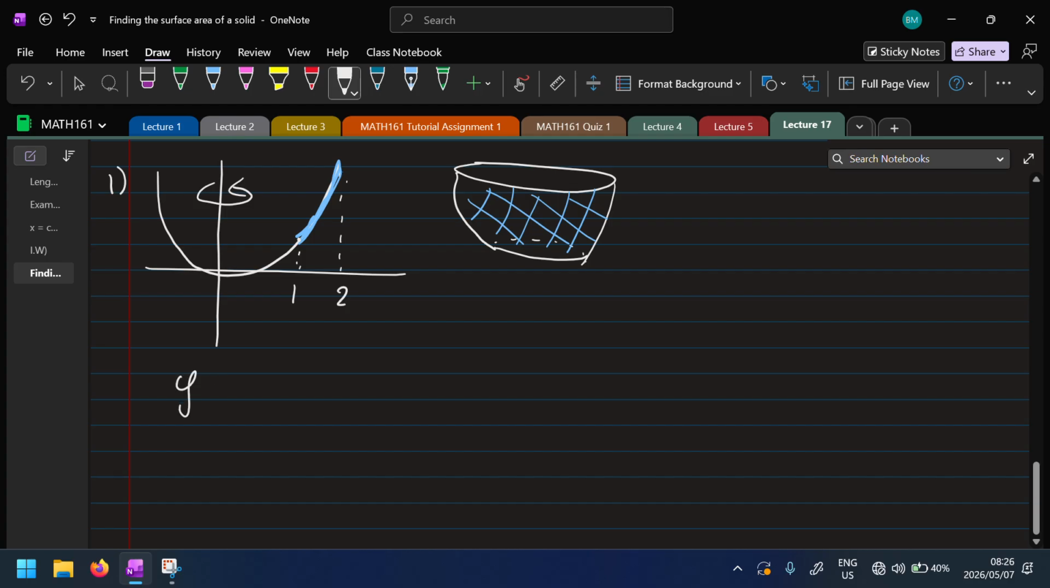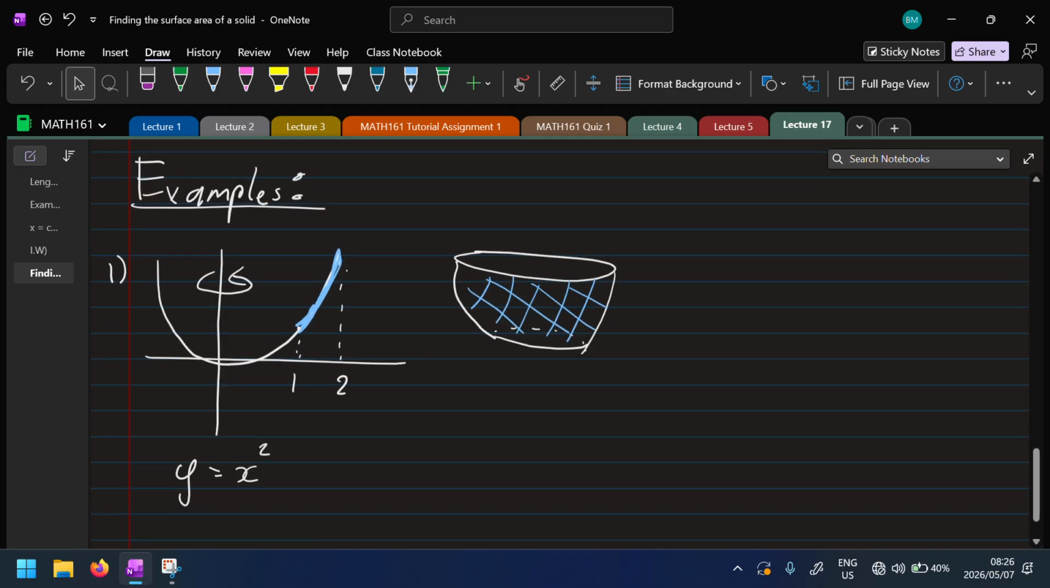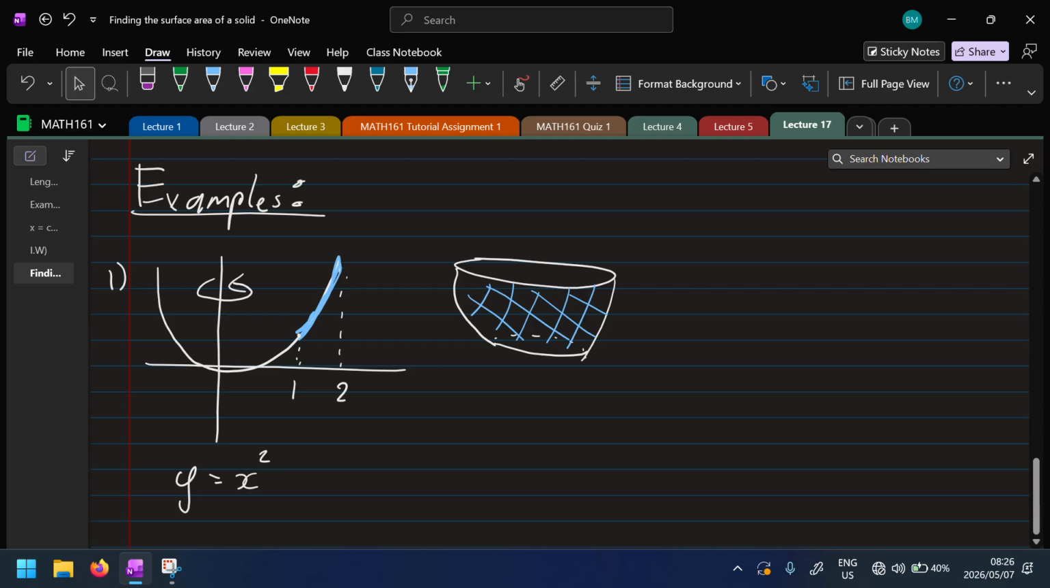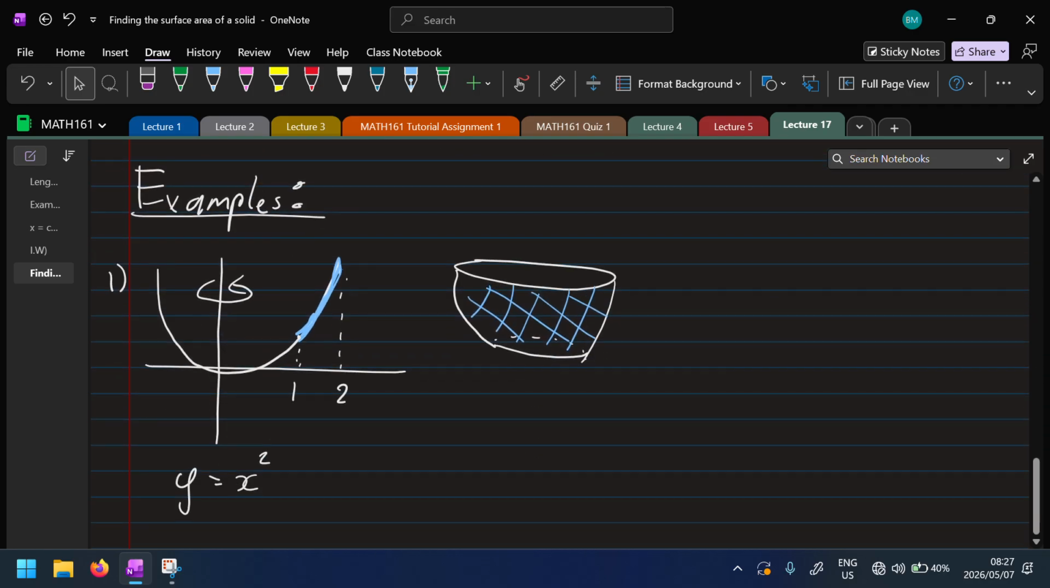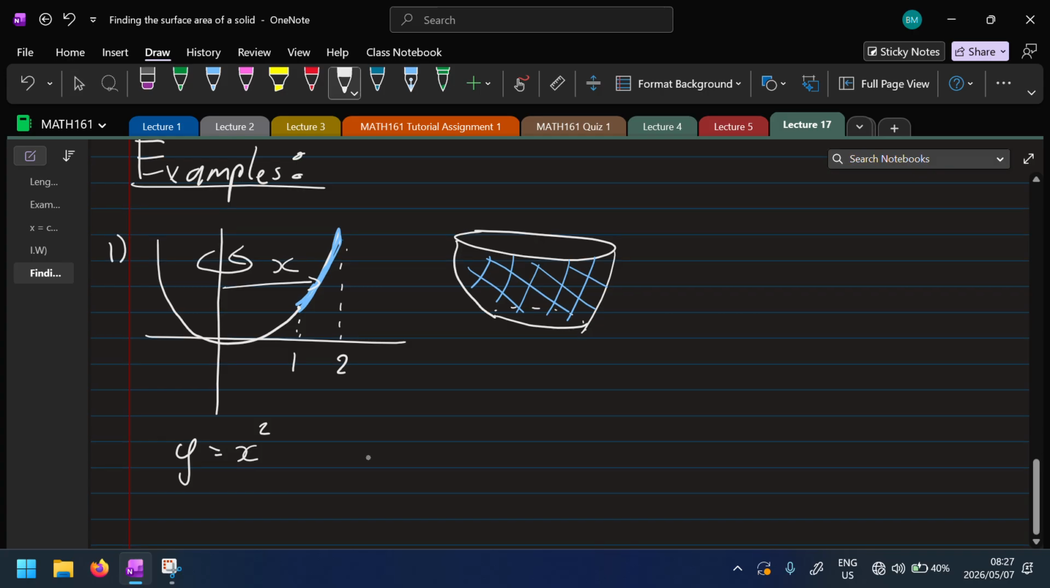So we know y is just x squared. What will the radius be? Remember here, if we go back up a bit, 2 pi radius h. So what's the radius here? From the axis out to the curve? X, yeah. So we got the radius is x. And we need ds.